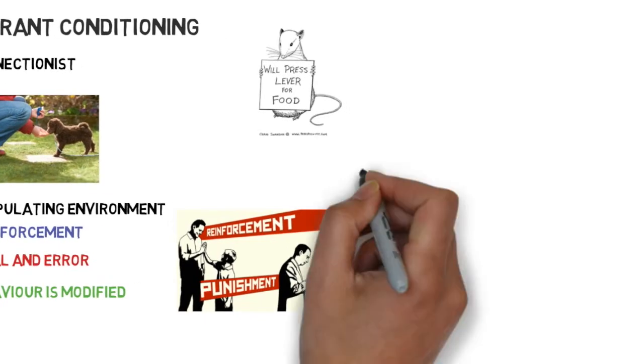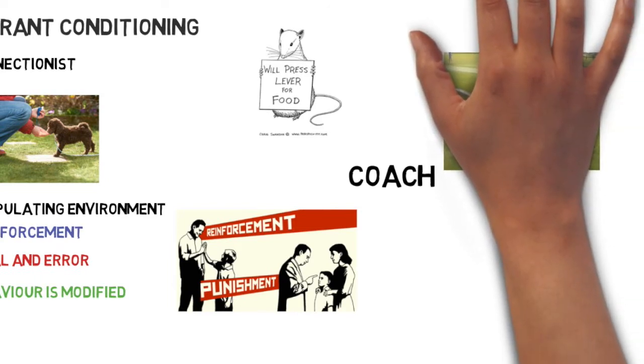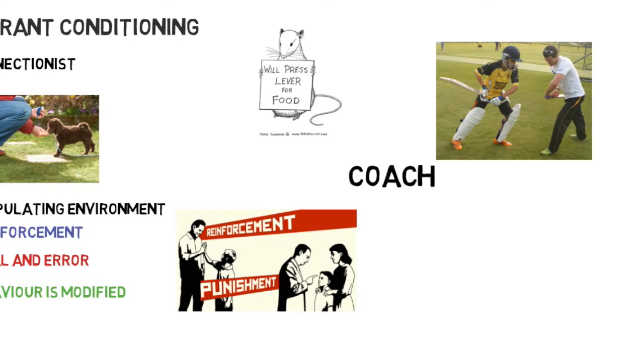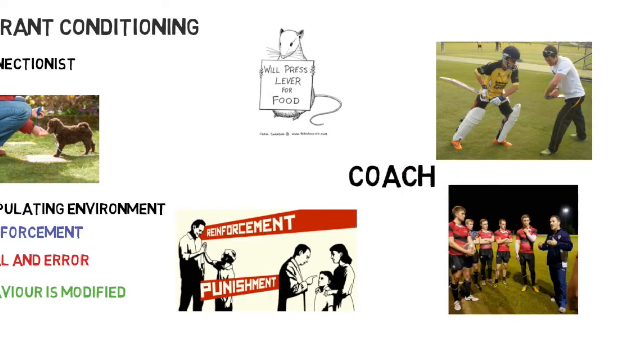So what about sports? If you think about your coach, how does your coach use operant conditioning? Let's say they show you how to do something, you copy it, and if you get it right, then you would get praise. So a coach gives you instructions about a set move or a set piece, and they may give you praise about how you've done that.